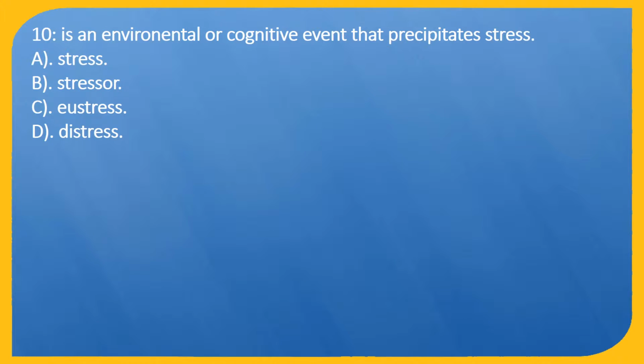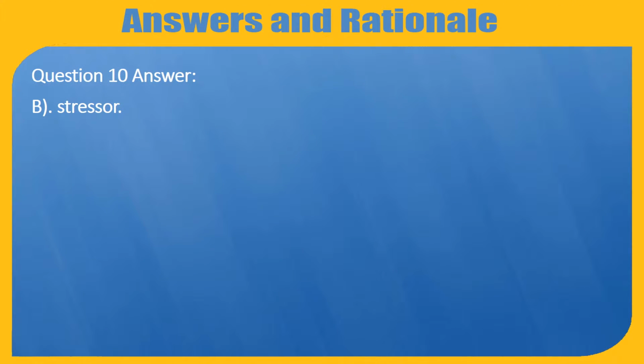Question 10: is an environmental or cognitive event that precipitates stress. A. Stress. B. Stressor. C. Asterisk. D. Distress. Question 10, answer B. Stressor.